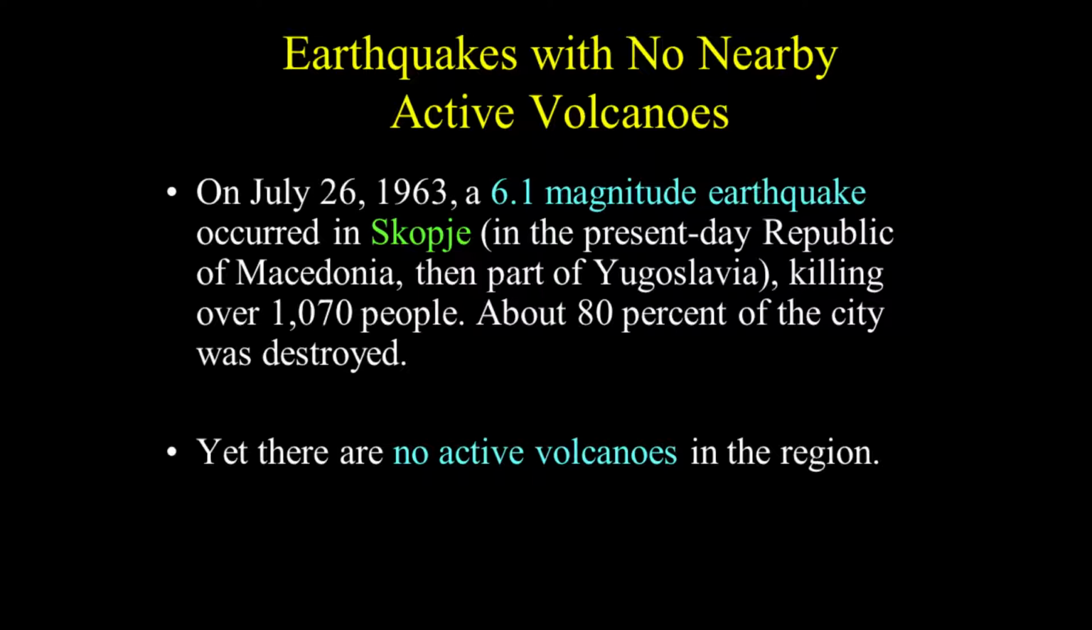On July 26, 1963, a 6.1 magnitude earthquake occurred in Skopje, in the present-day Republic of Macedonia, then part of Yugoslavia, killing over 1,070 people. About 80% of the city was destroyed. Yet there are no active volcanoes in the region.